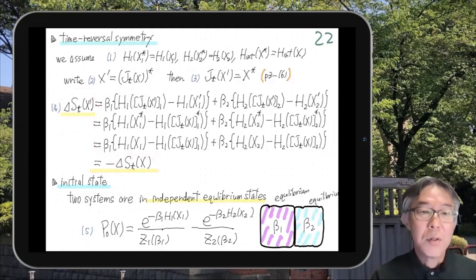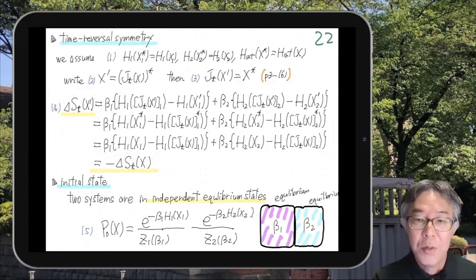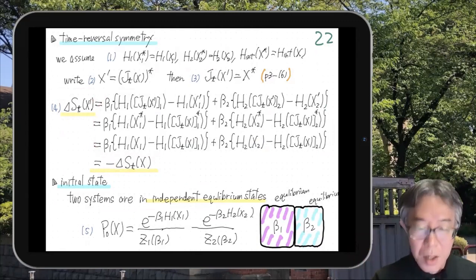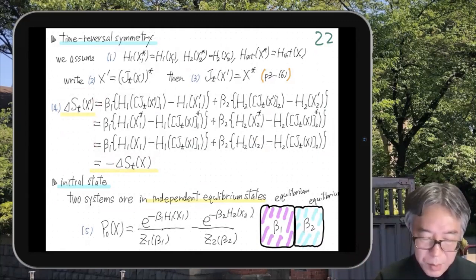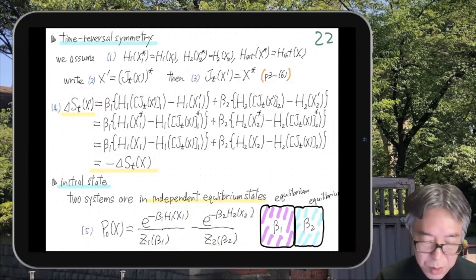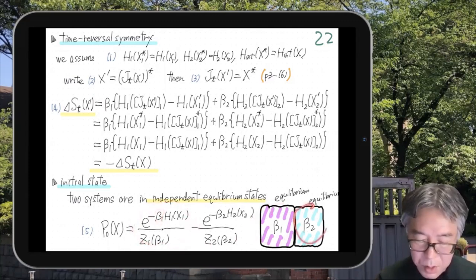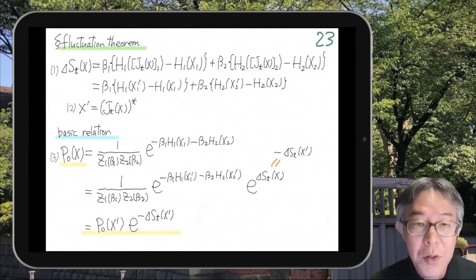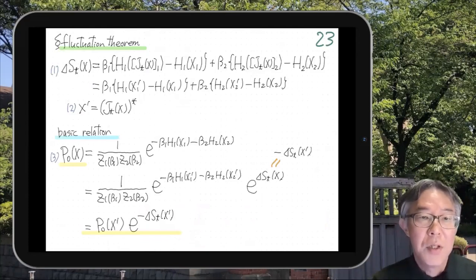Okay, what about the initial state? We want to mimic this thermodynamic setting in which you put two thermodynamic systems in equilibrium in touch with each other. And so we assume that the initial state is given by just a simple product of two canonical distributions. This system 1 is described by this canonical distribution with inverse temperature beta 1, and this one is described by the canonical distribution with the inverse temperature beta 2.